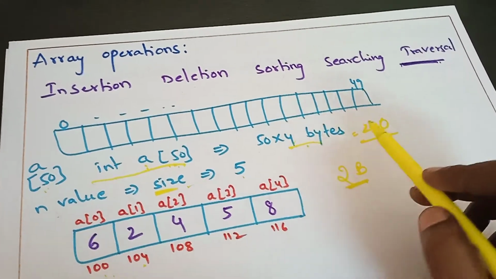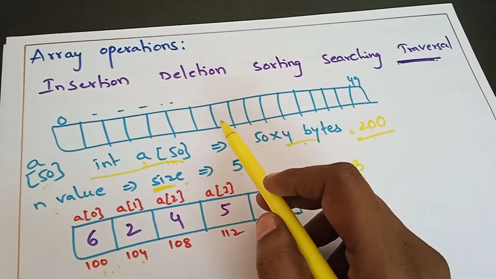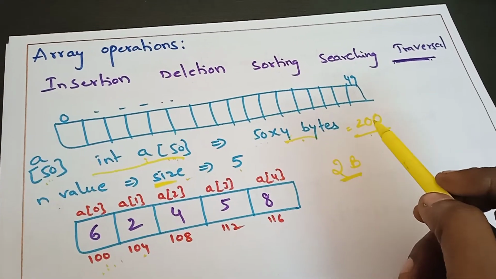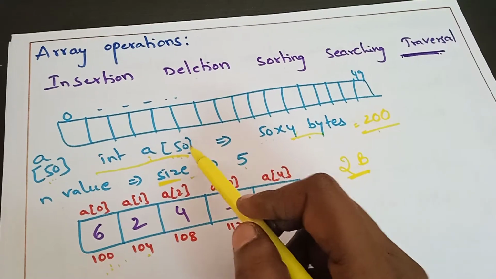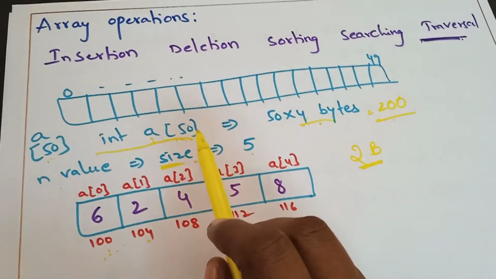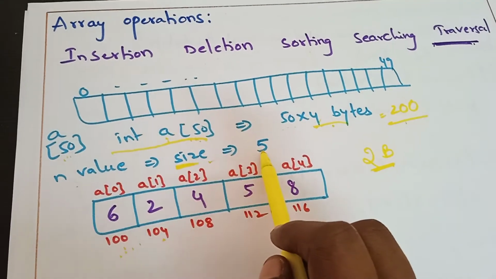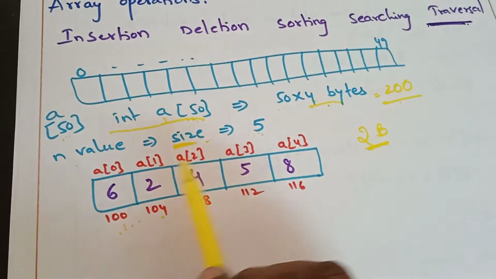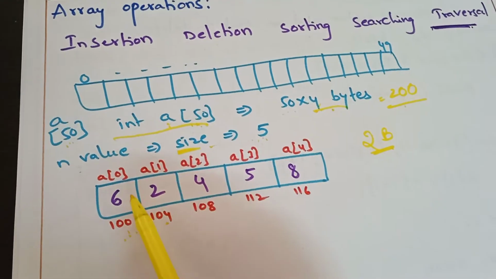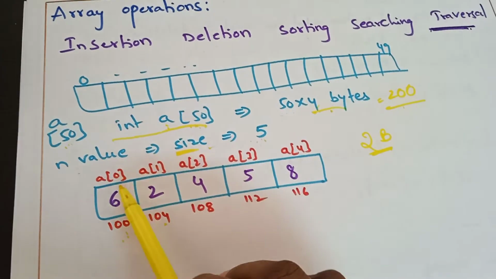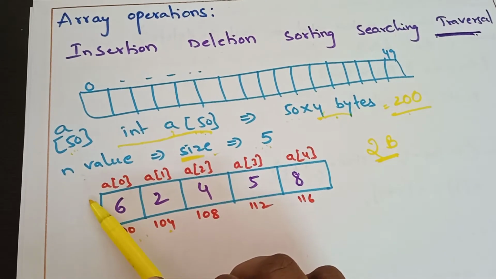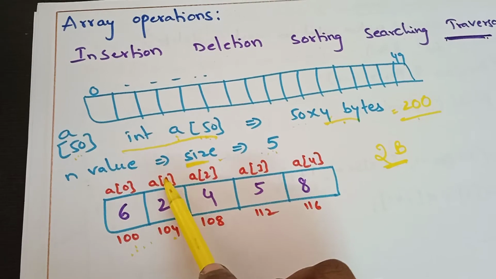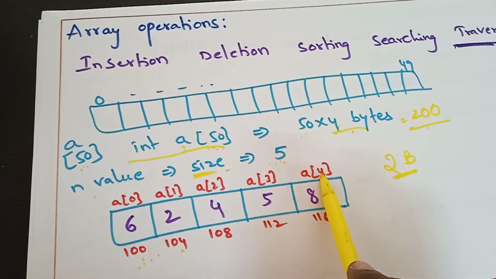So 50 into 4 bytes will be 200. So the memory manager will allocate 200 bytes of space to store these elements, right? Now I'm taking a random size, which is 5. The maximum size is 50, but I'm taking a random size of 5. Now when the size is 5, I'm giving these elements. Now what is this a of 0? A is the array, 0 is the location, I mean the index: a of 0, a of 1, a of 2, a of 3, a of 4.